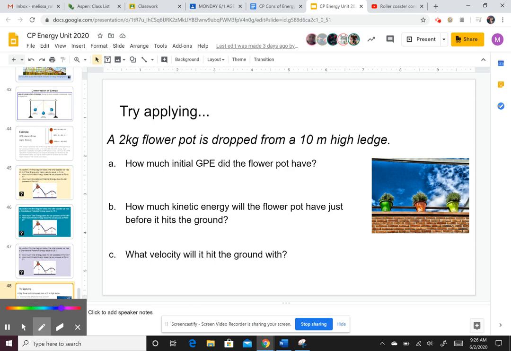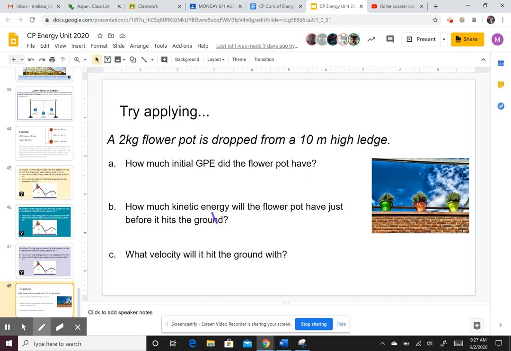Okay, so here with the flower pot, I'm going to show you how to do this problem as the example, and then hopefully you can apply this to the practice problems at the end of the document. So we have a 2-kilogram flower pot dropped from a 10-meter high ledge. How much initial GPE did the flower pot have?